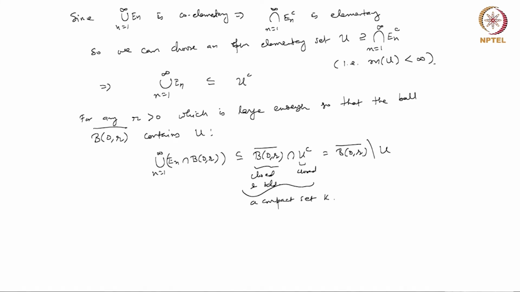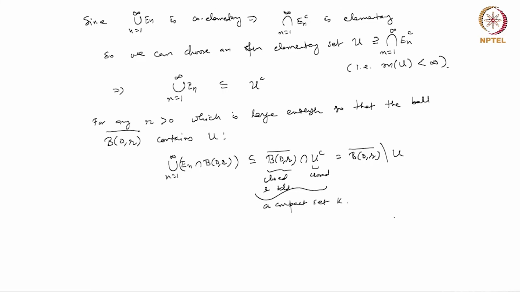So therefore this implies that there is a slight mistake here. The inclusion should be the other way around. So here we have a compact set K which is contained inside this infinite union, but in fact we can discard those sets En which do not intersect B0R.